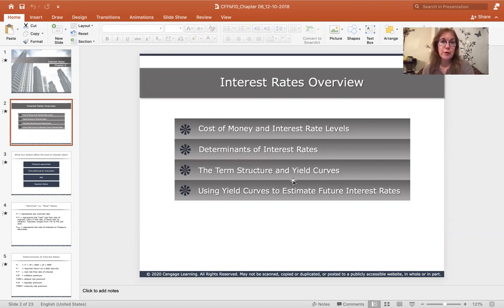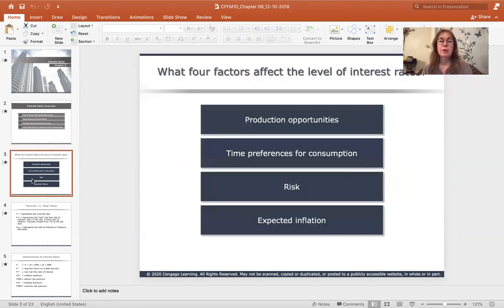So be sure that you look at the reading assignment that shows the pages that we're going to be covering. We will talk about yield curves though. So let's forge ahead and talk about the four factors that affect interest rate levels.